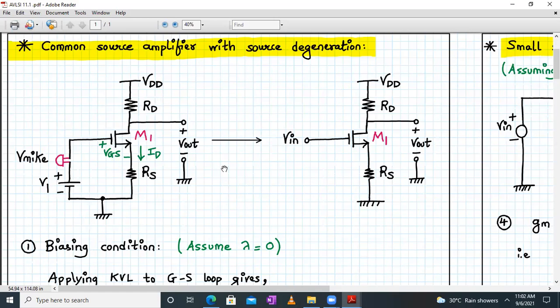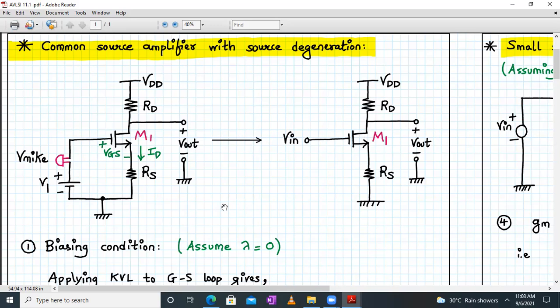It's understood that whenever we write V in from now on, it includes the microphone signal as well as the bias voltage. So instead of drawing it in detail, we will be drawing in short. Here we have a resistor RD, RS, and V in. V in is applied to the gate terminal. It contains the microphone signal as well as the bias voltage, and we have the output from the drain terminal.